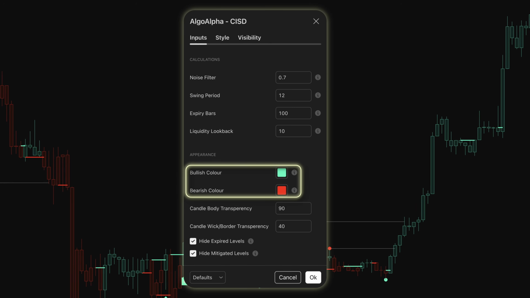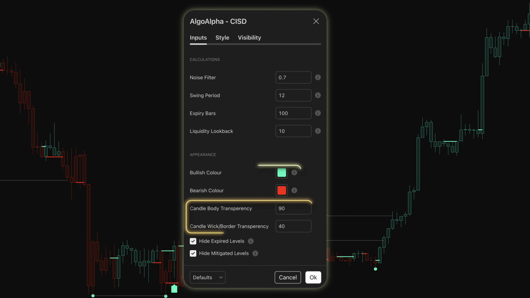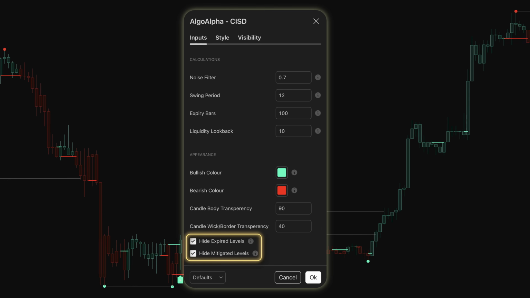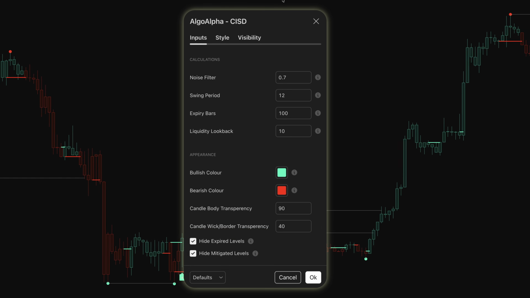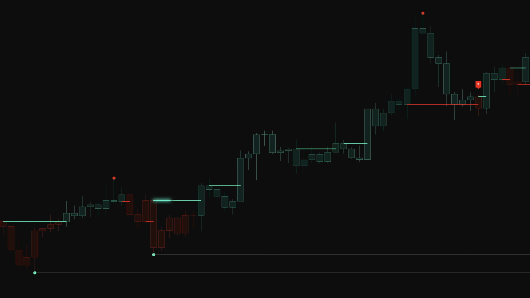Candles are colored based on the current trend state, providing immediate context for the prevailing bias. The appearance settings allow traders to control transparency and whether expired or mitigated levels remain visible. For practical application, traders might use CISD signals as entry triggers when aligned with higher time frame bias, treating the origin level as a potential retest zone.